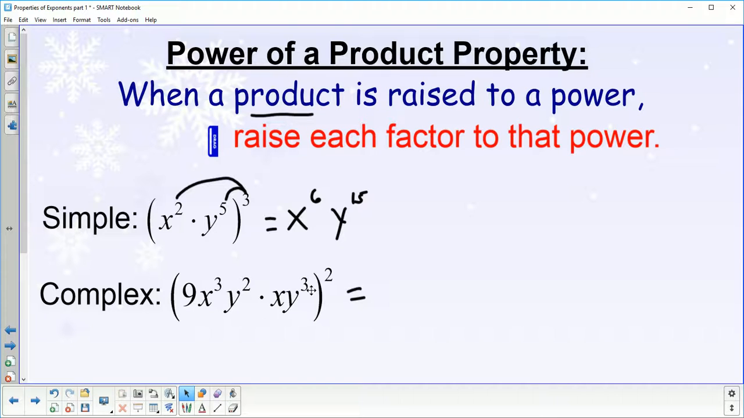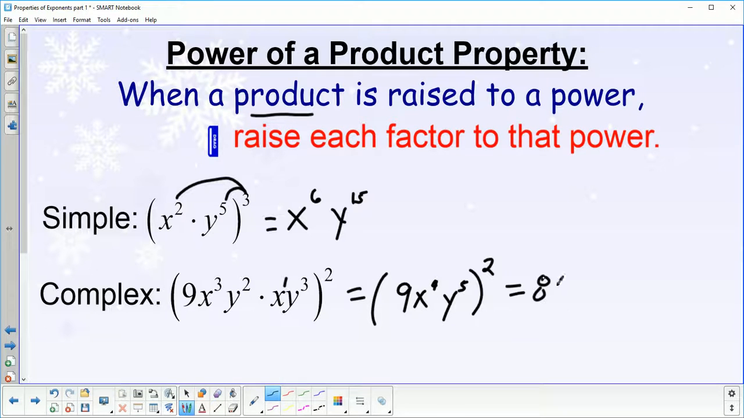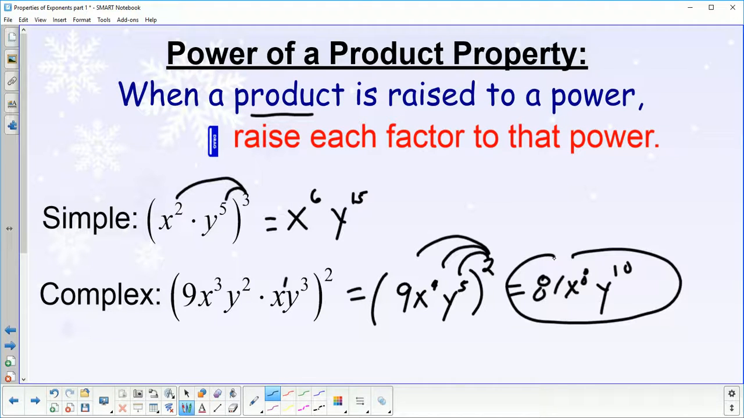So here what I'm going to do first is work inside my parentheses first. I'm going to worry about that 2 later. I'm going to have 9, and then if I do x to the 3rd, and remember this is x to the 1st, I'm going to have x to the 4th, and y, 2 and 3. Remember, don't multiply those. We get y to the 5th. That's like our first property that we looked at. And we still have it all to the second power. So I'm going to do 9 to the 2nd, and I get 81 because I need to distribute this to all three pieces of the product. 81, and then x to the 8th because 4 times 2 is 8, and y to the 10th because 5 times 2 is 10. And this one would then be as simplified as we could get as well.